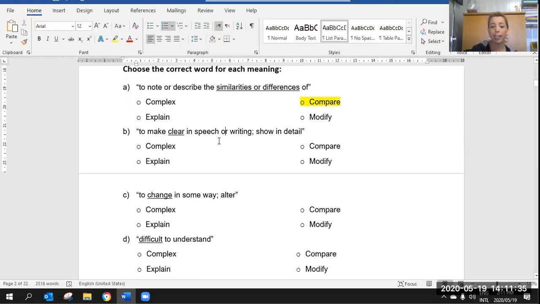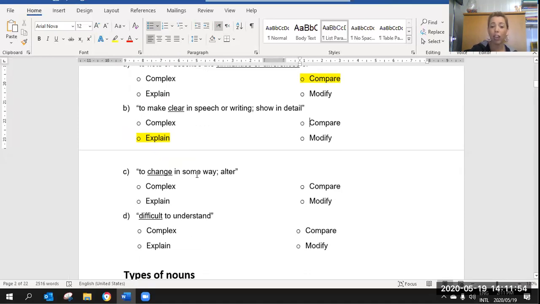The next one, to make clear in speech or writing. This one, to explain. This is what I'm doing. I am making the work hopefully clearer to you in speech, not necessarily in writing. I'm talking to you about it in more detail, and therefore I am explaining it to you. To change in some way, to alter. So the 2 words I haven't used yet is complex and modify. So to change in some way, to alter, the word here that I wanted is modify. To modify something means to change it.